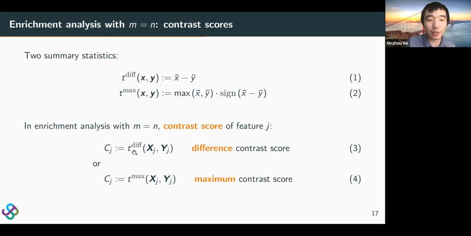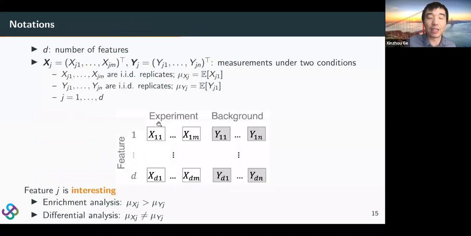So in this case, the contrast score of feature j is the difference in means between the 2 conditions. So for example, if we look at the first feature, or first row, of these 2 matrices, the contrast score is the difference in means between the 2 conditions. It's very simple, just the difference in the 2 means of these two conditions.